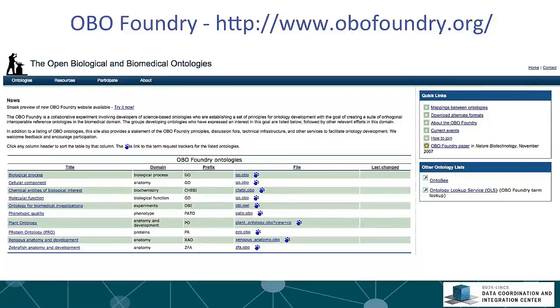OBO Foundry ontologies have to comply with Foundry principles, including design decisions, naming conventions, and the use of certain upper-level ontologies. New ontologies are typically admitted as OBO Foundry candidate ontologies, and only after a thorough review process can they be promoted to OBO Foundry ontologies. One of the goals of the OBO Foundry is to promote a collection of compatible and non-overlapping biological and biomedical ontologies. The OBO Foundry is a good starting point to research existing biological and biomedical ontologies.